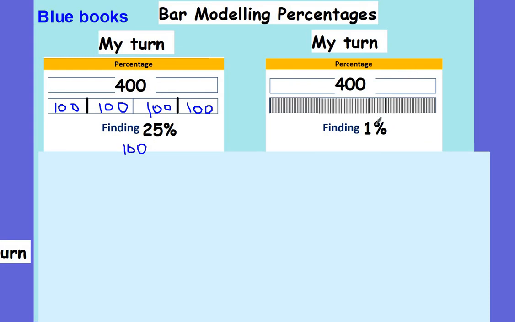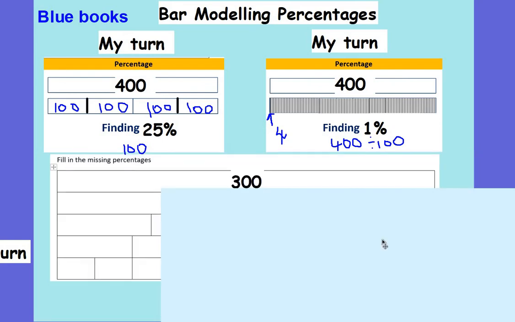If I wanted to find 1%, I need 100 little pieces within my 100% bar, and each of those little pieces is going to be worth what, Demi? 4, because we've done 400 divided by 100 to give us 1%.